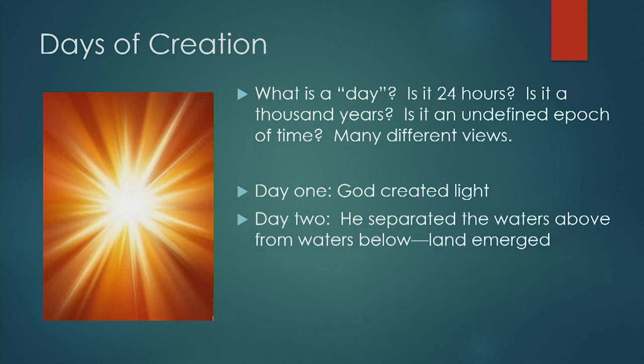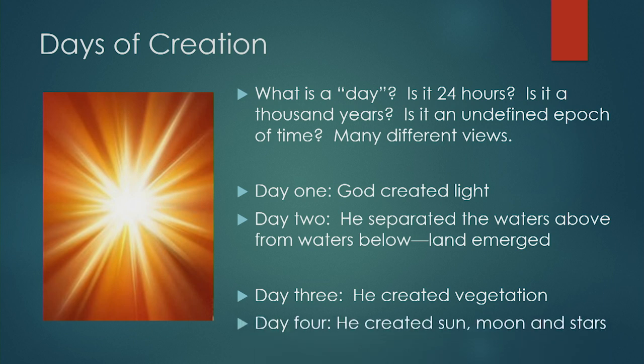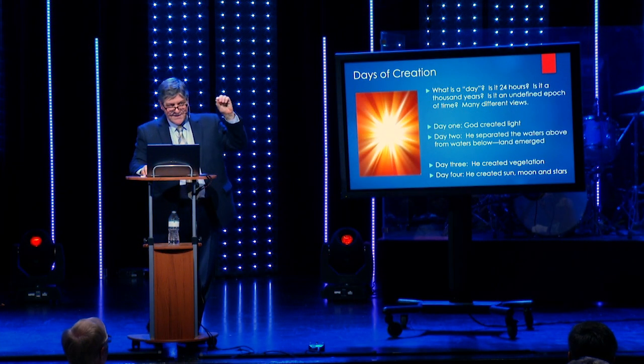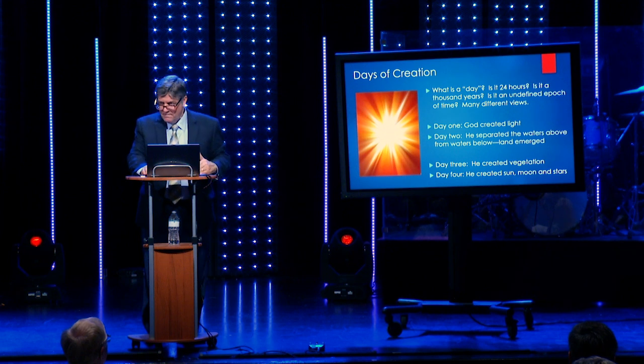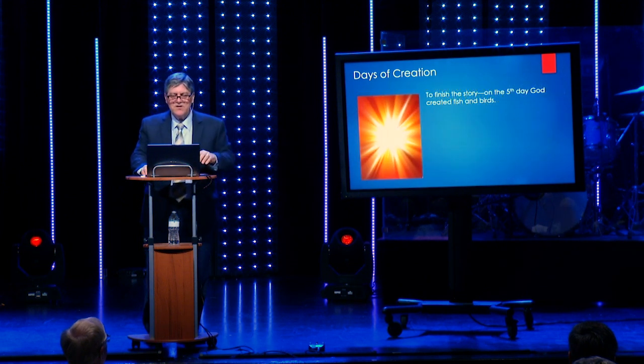On day two, he separated the waters above from the waters underneath, and land emerged. Day 3, he created vegetation. Day 4, he created the sun, moon, and stars. Now that's interesting. Wait a minute. So he creates light on day 1 and the sun, moon, and stars on day 4. That's interesting. Now let's finish the story.